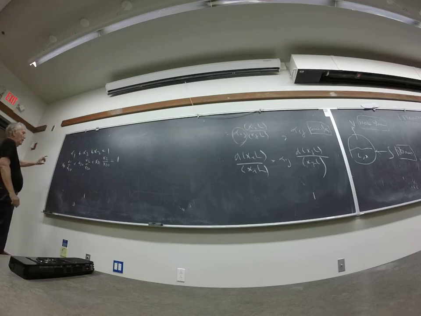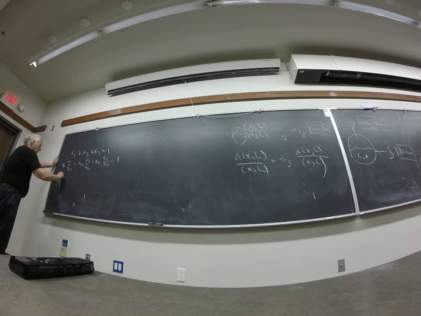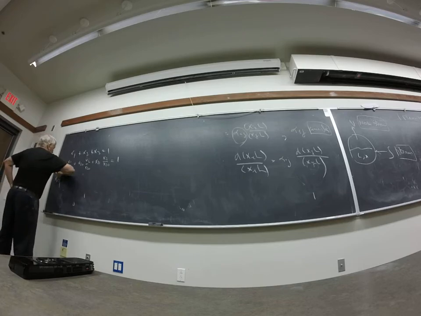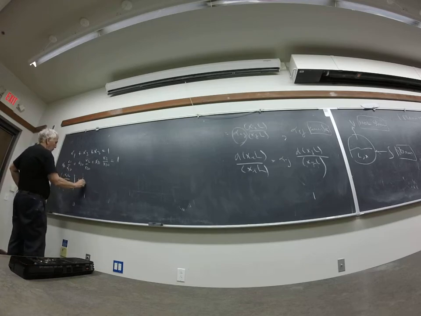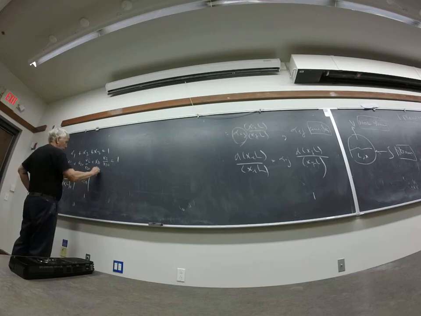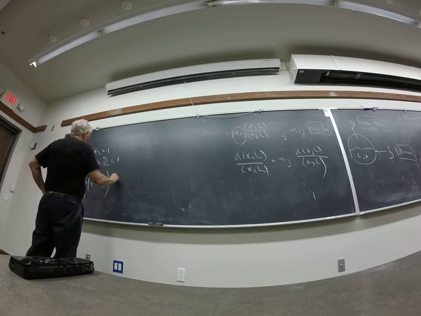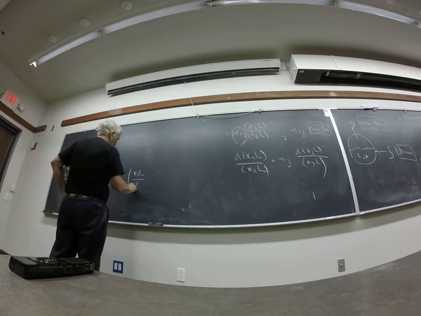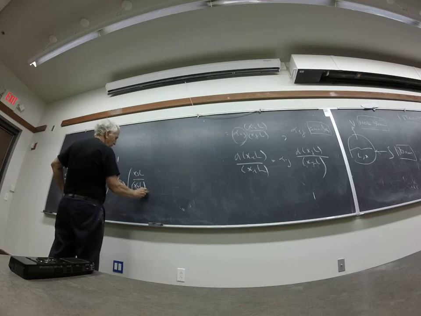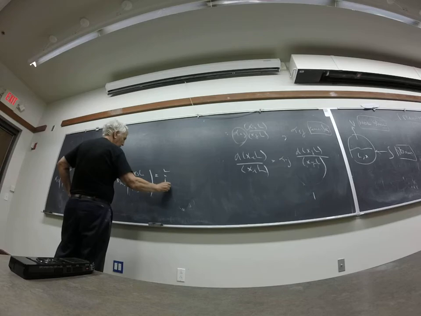I'll multiply both sides by L over L0. So I have x1,0 times x1L over x1L0 plus x2,0 times x2L over x2L0 plus x3,0 times x3L over x3L0 equals L over L0.